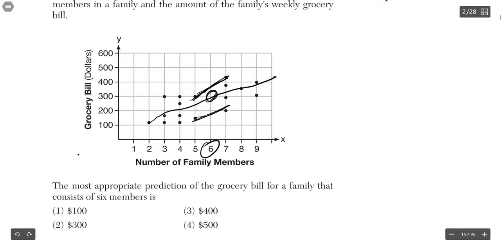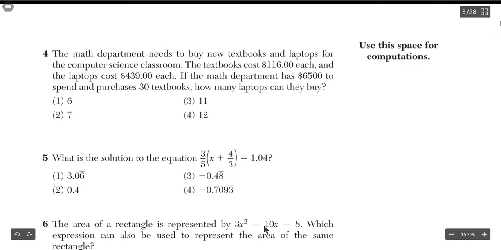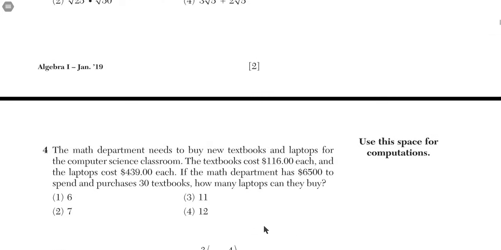Also, you'll notice that 2 family members is about 100, so that comes out to about 50 per member. So if you scale that up to 6 members, that's going to be 6 times 50, which is also 300. So that works out nicely. Okay, oops, skipped a little bit there.